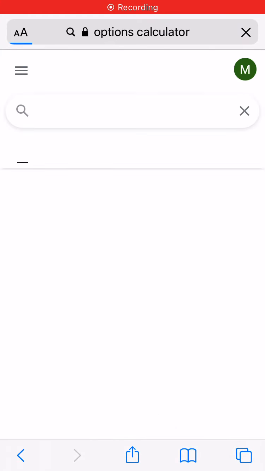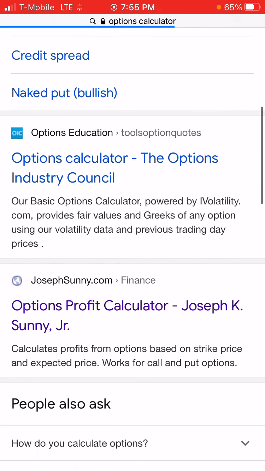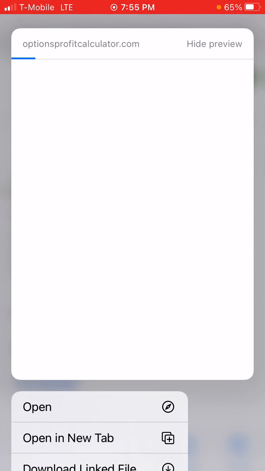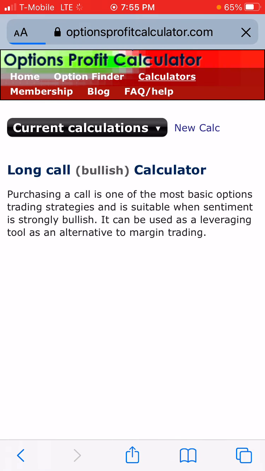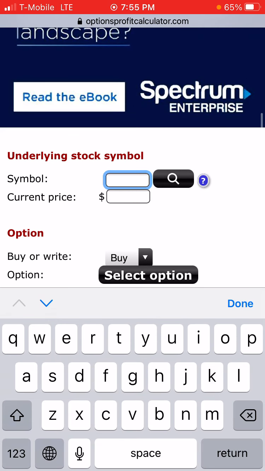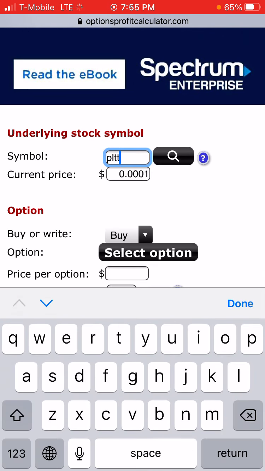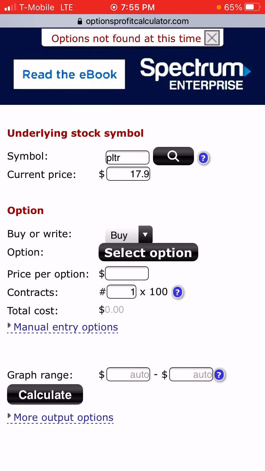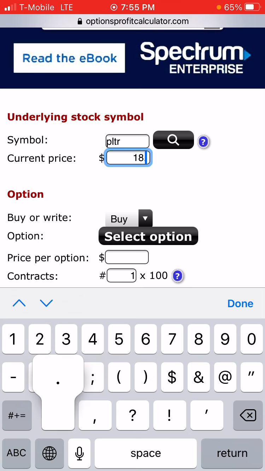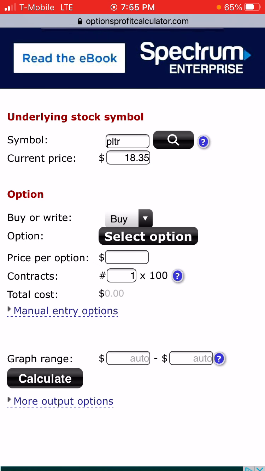So we're gonna go to an option calculator right here. I like to use this option calculator actually. I go for long bullish. I'll open that. And then over here, what you're going to do is put the symbol. I'm going to put PLTR. No, my bad. PLTR. That's when it closed, I think. It's at 18.35 when I last looked at it.